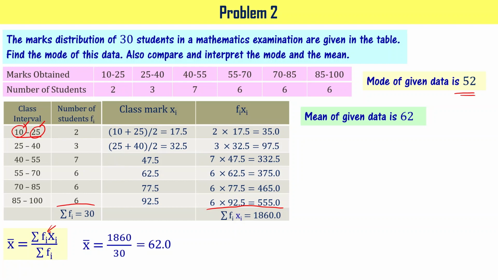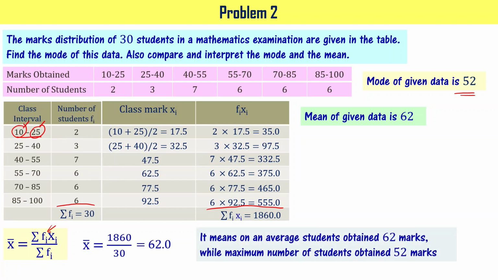Now let's interpret that. What does it mean? It means on an average, students obtained 62 marks, right? The mean is 62. It means on an average, students got 62 marks. Mode is 52 means maximum number of students obtained 52. You understood? Maximum number of students obtained 52 marks, which falls in this class, whereas average of this particular class is 62, right?